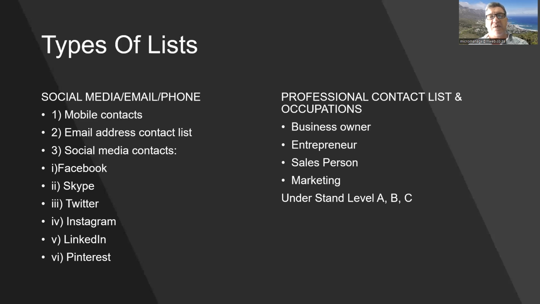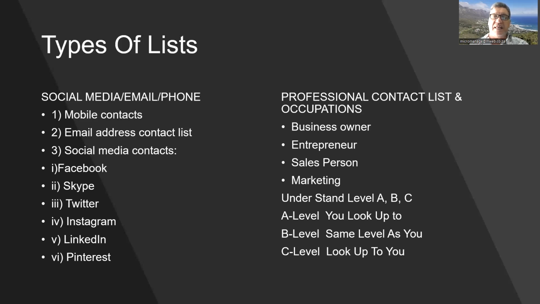But there's a key that plays a vital role in everybody's business. It's A, B, and C types of databases that you need to look at. The A is people you look up to. B is the same people as you, who are in the same category as you. And C is people looking up to you.